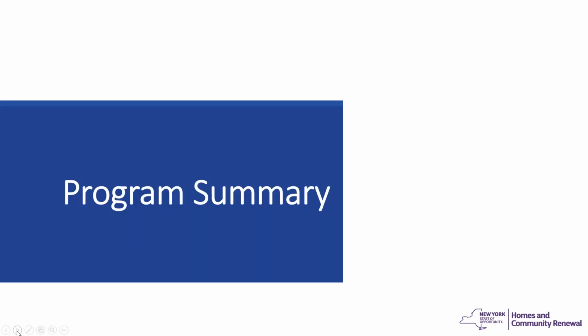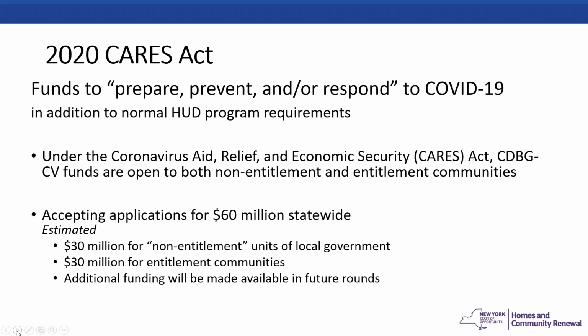So we'll start with the program summary. Big picture, the New York State Office of Community Renewal, or OCR as we'll refer to it, receives CDBG funding to support communities throughout the state by providing funding to provide decent housing and suitable living environments, primarily for lower and moderate income persons. The 2020 Coronavirus Aid Relief Economic Security Act, or CARES, allows CDBG funds to be used to prepare, prevent, and or respond to the COVID-19 pandemic. We all know COVID-19 has presented hardships all over the state.